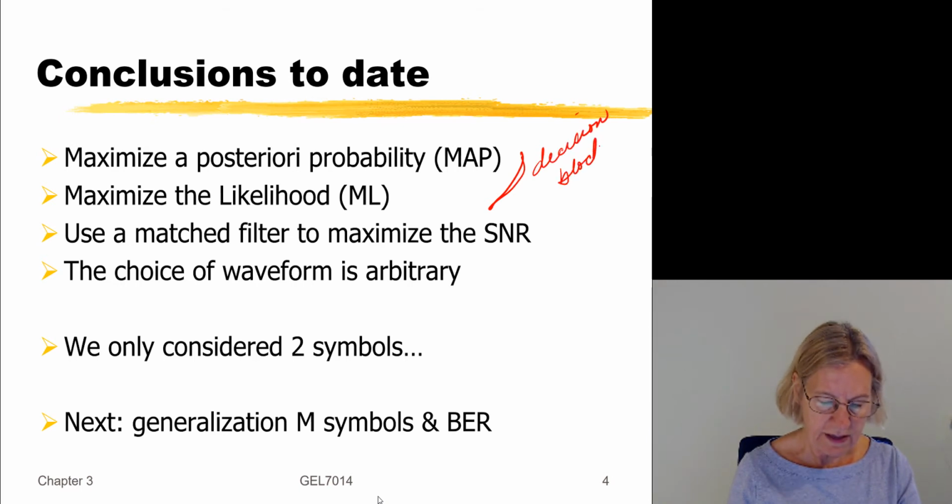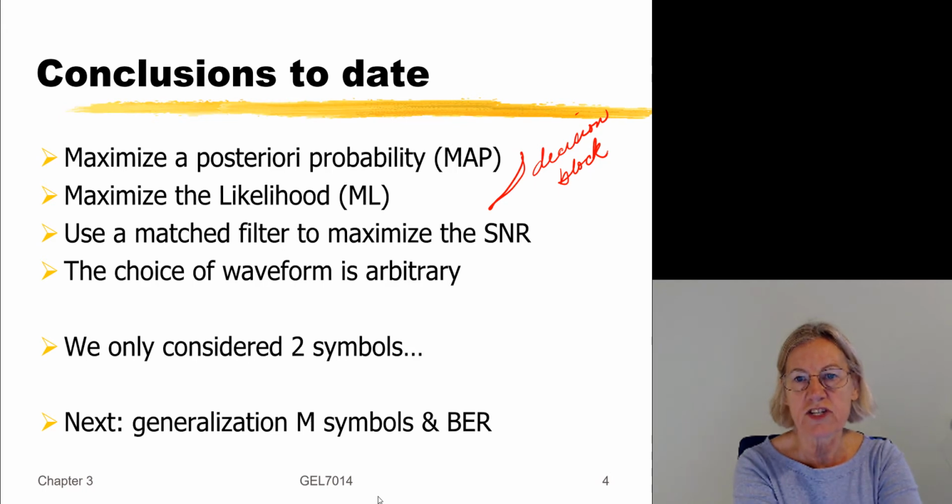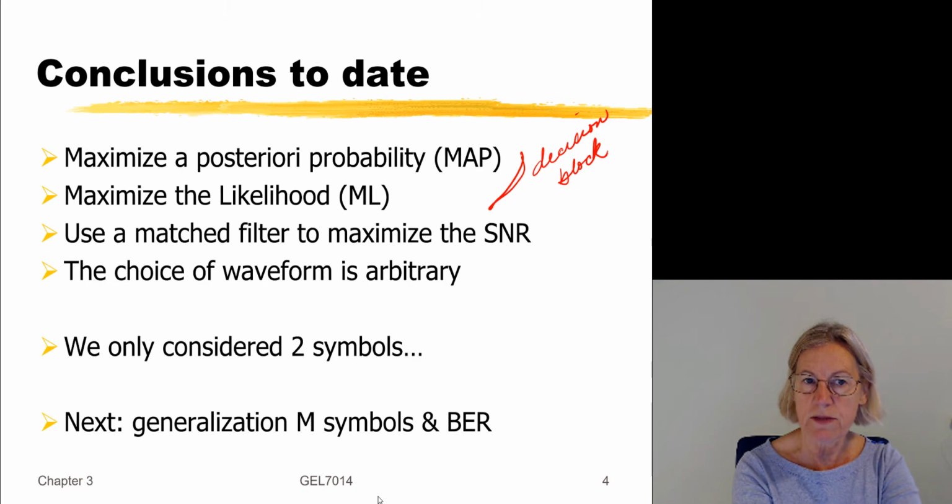So we have two strategies. Our decision could be based on maximizing the a posteriori probability, or it could be focused on maximizing the likelihood. And remember, the difference between the two is that when we have information about the a priori probability of our symbols, then we'll use the MAP rule. And if we don't have that information, we'll end up using the maximum likelihood rule.